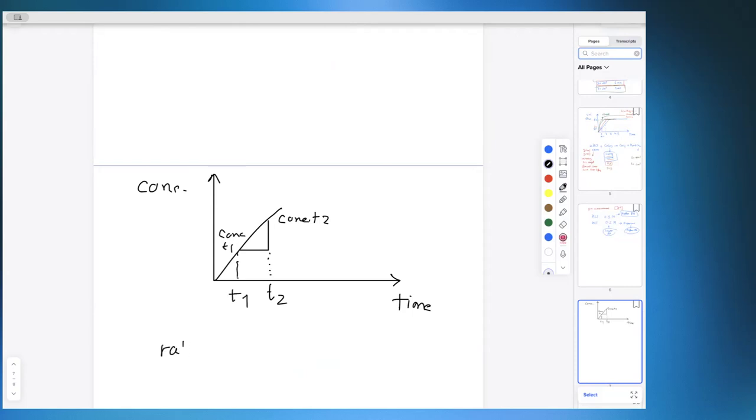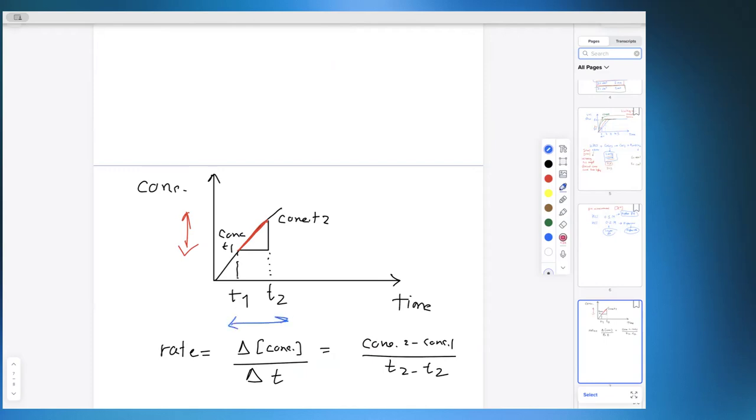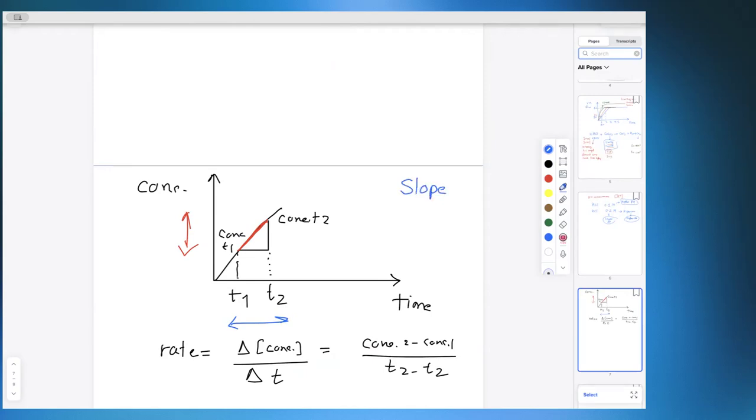You said that the rate is the change in the concentration, right? So that's concentration 2 minus concentration 1, divided by the change in time, which is time 2 minus time 1. But what is that? Isn't that the slope of the curve? The slope of the curve is equal to the change in the y-axis, which is the change in the concentration, over the change in the x-axis, which is the change in time. So I can find the rate of the reaction by finding the slope of the curve.